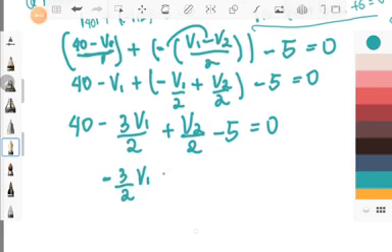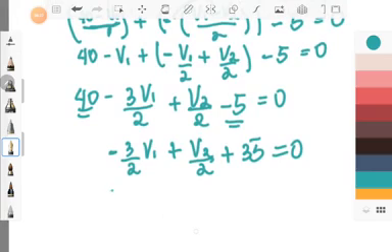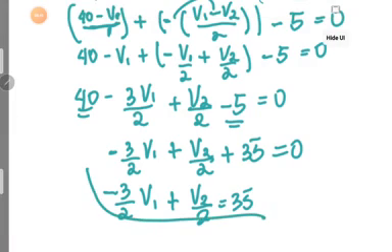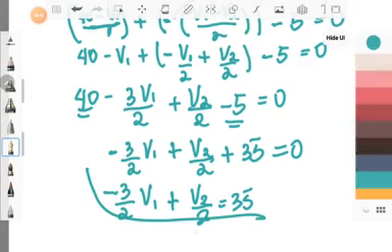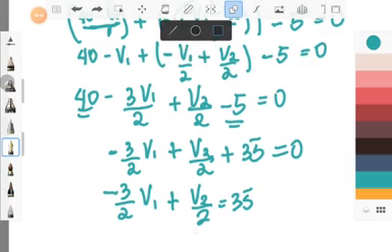calculator nyo mamaya. So negative 3 halves V1 plus V2 all over 2 plus positive 35 because negative 5 plus 40, okay, equals 0. So therefore this is equal to negative 3 halves V1 plus V2 over 2 equals our 35, right? This will be our equation 1. Mali yung napindot. Yan. So this will be our equation 1.